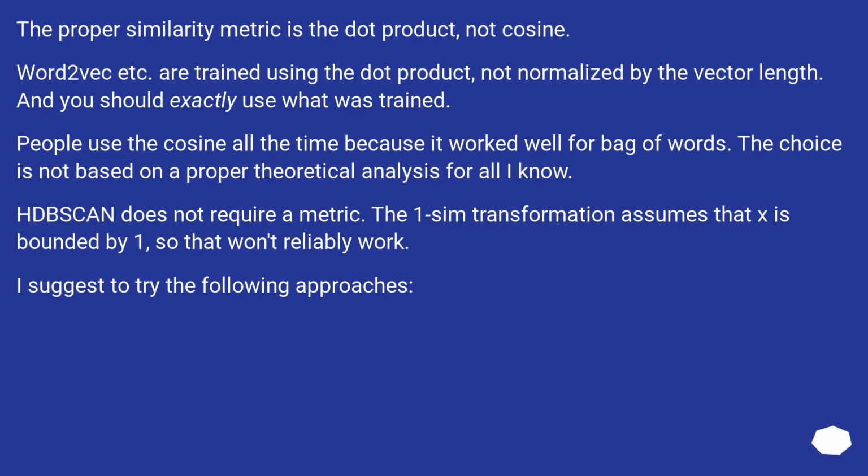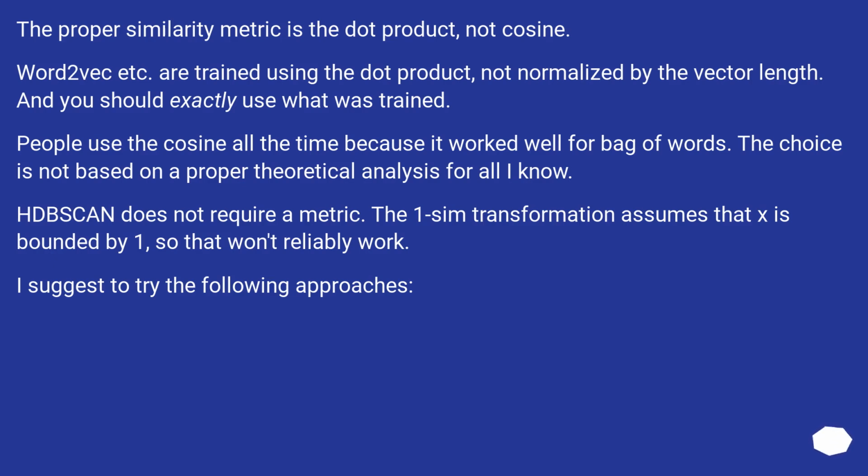The proper similarity metric is the dot product, not cosine. Word2vec etc. are trained using the dot product, not normalized by the vector length. And you should exactly use what was trained. People use the cosine all the time because it worked well for bag of words. The choice is not based on a proper theoretical analysis, for all I know.